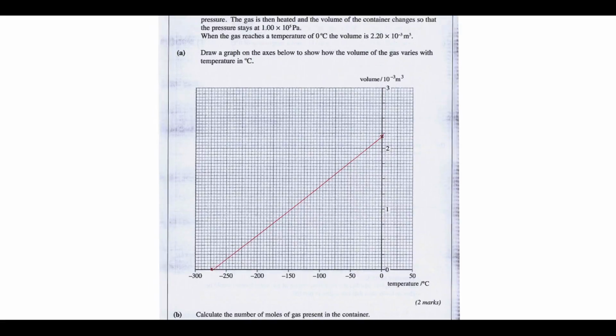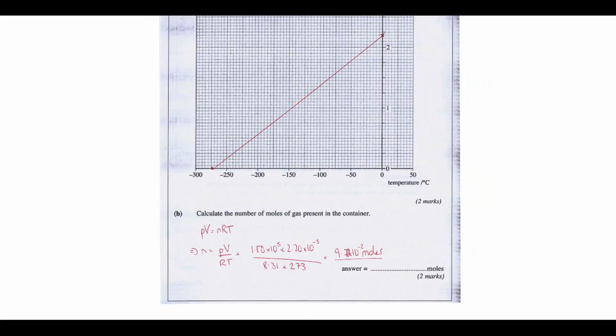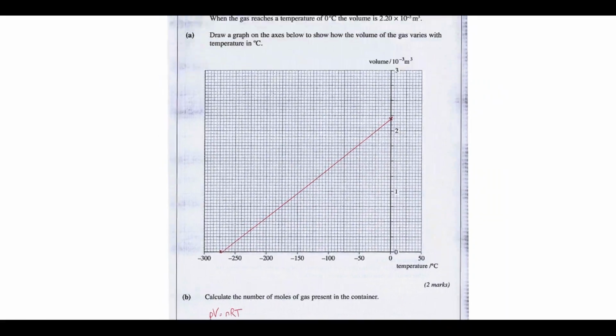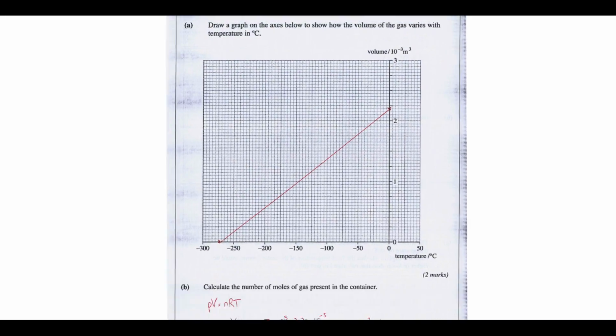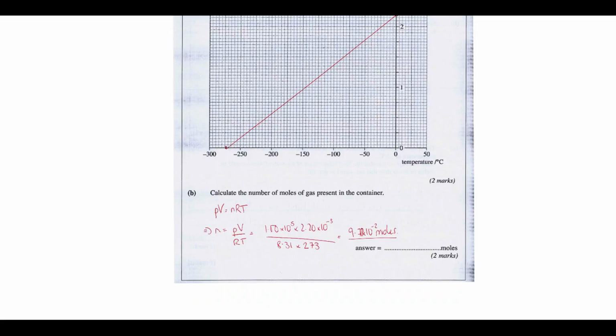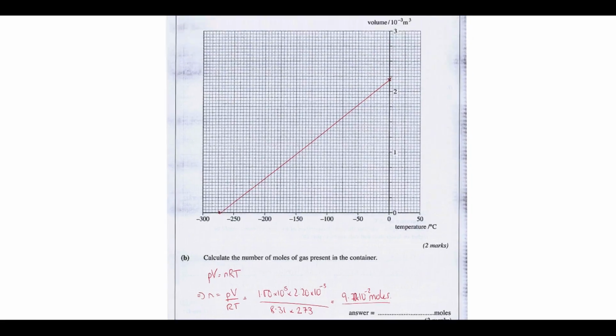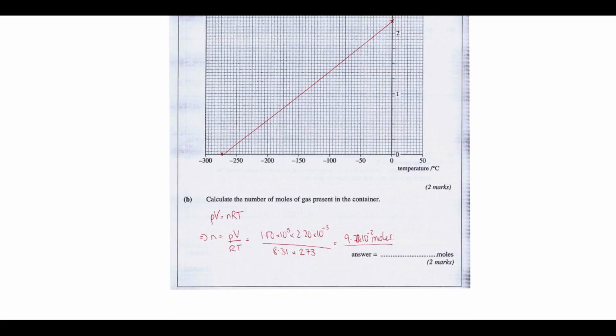So that's the graph. And then in terms of calculating the number of moles, we're just using the ideal gas equation. We've been given P and we've got V, and we know what R is, and we've got the temperature in Kelvin there, so 0 plus 273, and that gives us 9.70 times 10 to the minus 2 moles of gas.